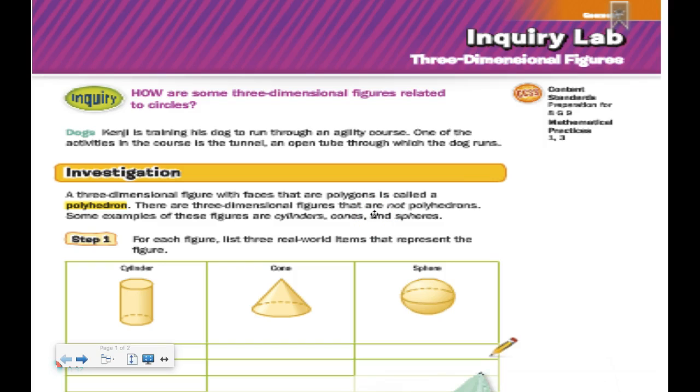So the goal of today is to walk away with a good understanding of the basics of three-dimensional figures that maybe you're a little bit less familiar with, so that going into lessons 1 and 2 especially, you're going to be able to have a lot of success. So we're looking at how some three-dimensional figures are related to circles.